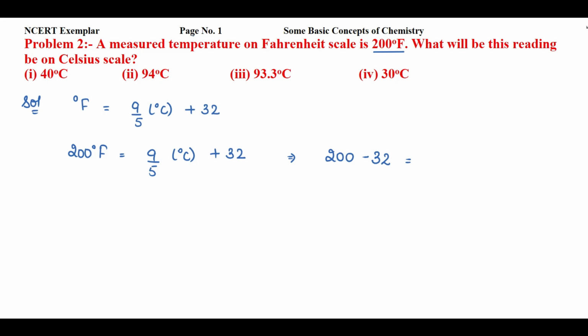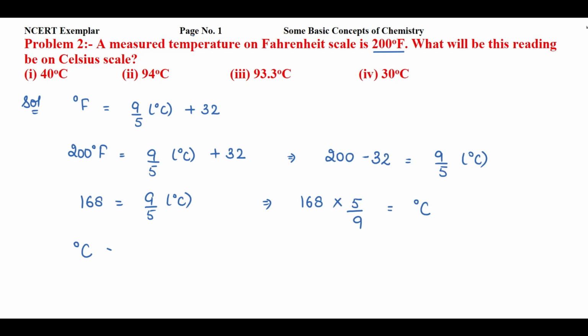So 200 minus 32 equal to 9 by 5 degree Celsius. 200 minus 32, it will be 168 equal to 9 by 5 degree Celsius. Now I'll take this 9 by 5 on the other side of equal to, so it will be 5 by 9. So 168 into, I'll cross multiply this 5 with 168, so it will be 5 divided by this 9, right? So it will be equal to degree Celsius.